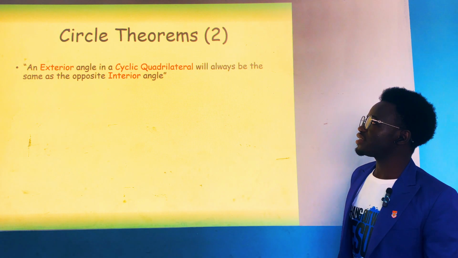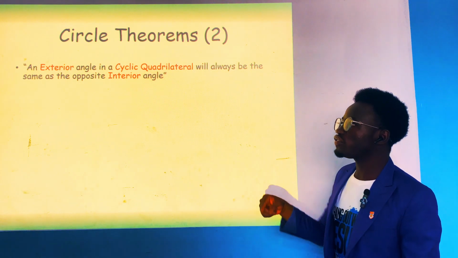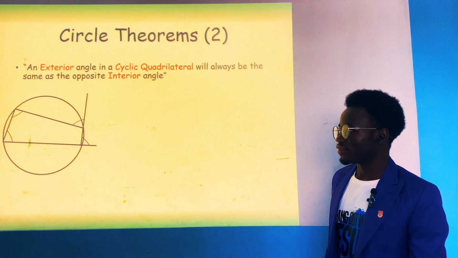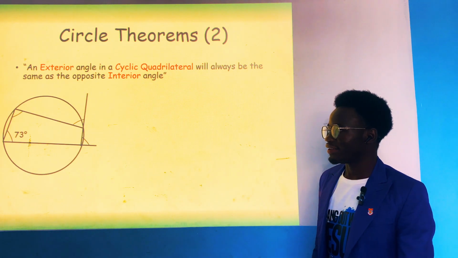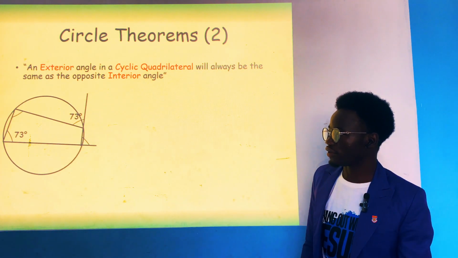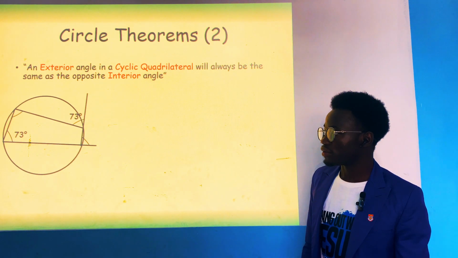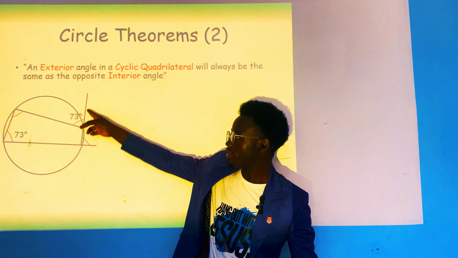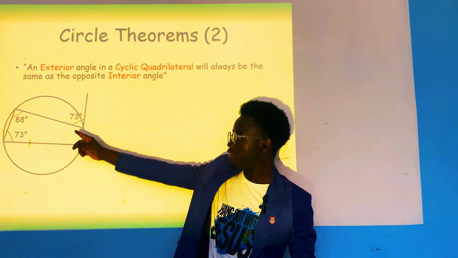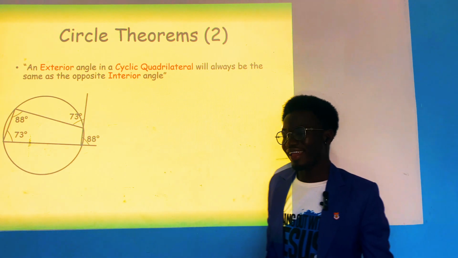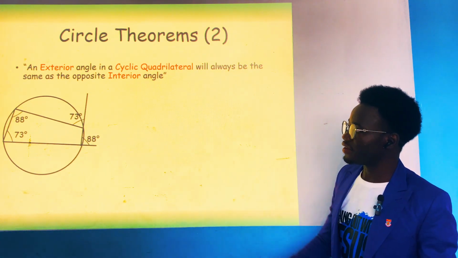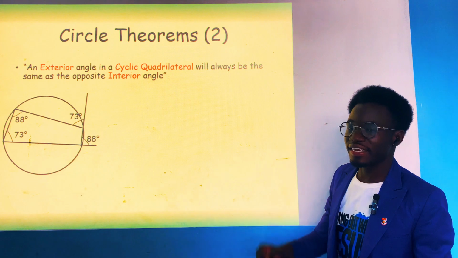An exterior angle in a cyclic quadrilateral will always be the same as the opposite interior angle. Wow. So if I have this, and here this angle is 73, it's also 73. That's what it means. Remember, it's extending to the exterior angle. There's a tangent there. It is 73. If here is 88, then the opposite here will also be 88. Exterior angle means it's not inside the quadrilateral itself. It's not inside the quadrilateral.